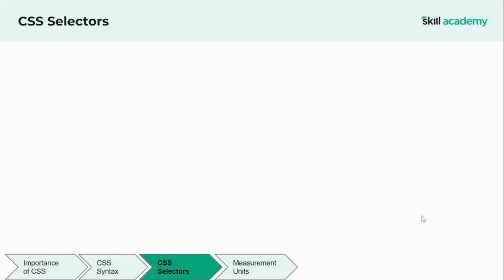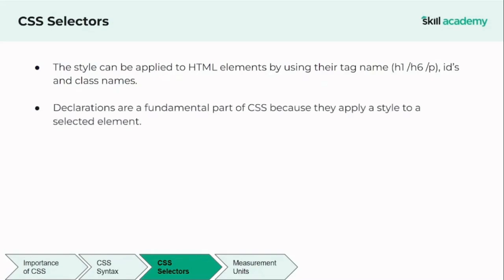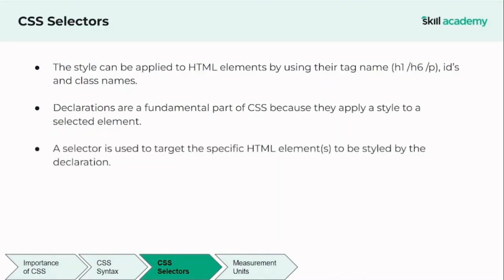Now let's get into the CSS selectors. We have already discussed that styles can be applied to HTML elements in multiple ways: using the element name or tag name, using IDs of the element, or using the class name. The declarations are a fundamental part of CSS because they apply a style to a selected element. A selector is used to target the specific HTML element or elements that have to be styled with the help of declarations.